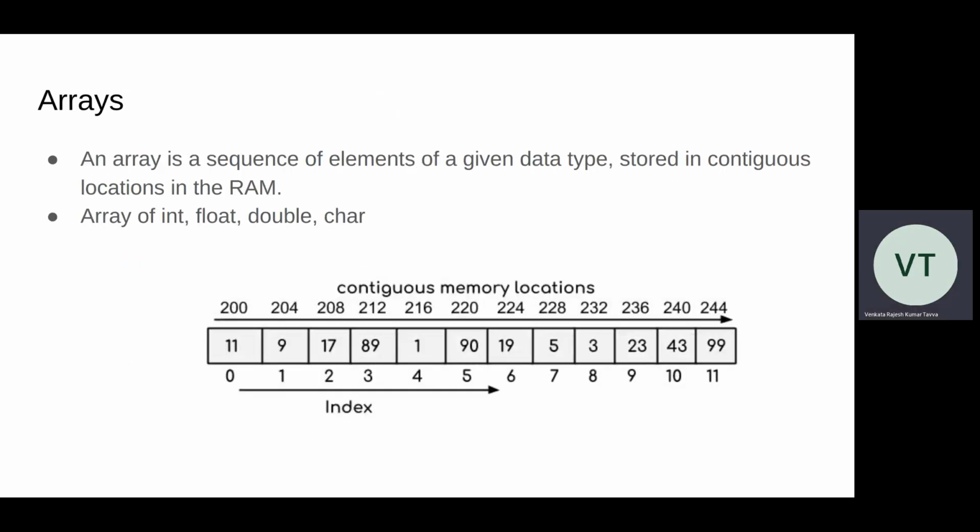So an array is a sequence of elements of a given data type stored in contiguous locations in the RAM. We all know what RAM is. We all know what hard disk is. RAM is primary memory, hard disk is secondary memory, right? But in RAM, there are cells. There is a huge sequence of cells, memory cells. Okay, so what we call a byte, each byte is a cell. A cell of memory.